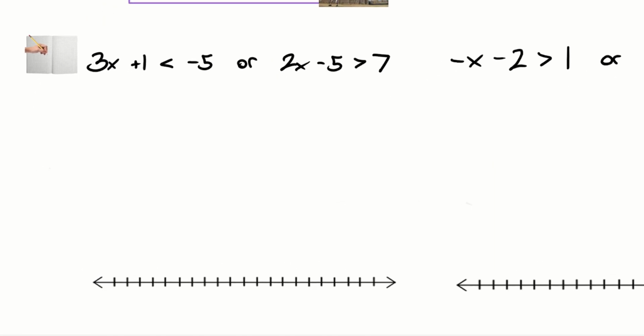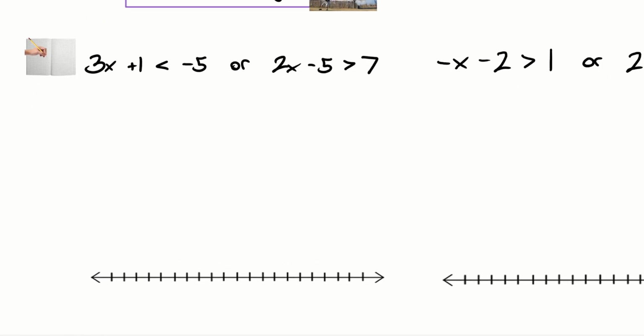Our next one here is 3x plus 1 less than negative 5, or 2x minus 5 is greater than 7. All right, let's see what we got here. It doesn't matter which one you start with. That's the nice thing. You know what? Just to shake things up, I'm going to start with the one on the right here. I'm going to add 5 to both sides. And again, I'm solving the 2x minus 5 is greater than 7 completely and utterly independent of the other one.